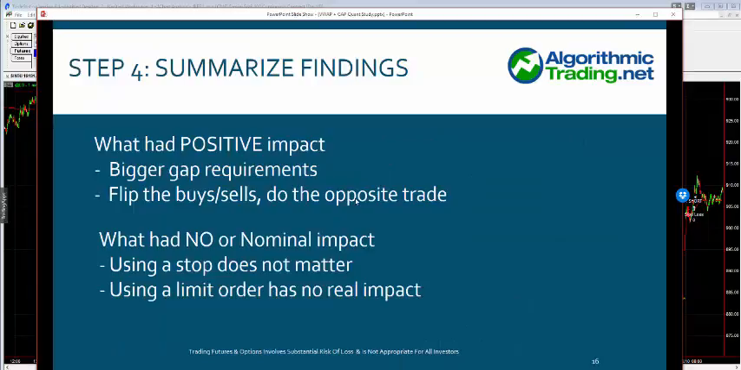I think now what I'd like to do is summarize all the findings. All right, so the things that had a positive impact was having a bigger gap requirement. For sure that helped, but still not enough to make this algorithm something anyone would consider trading. What also helped is to flip the buys and sells, basically to do the opposite. And that's probably the big finding out of this study, that in my opinion, the original strategy was completely broken, but if someone did the opposite, it would still be broken, but a little bit less broken, which is always interesting.